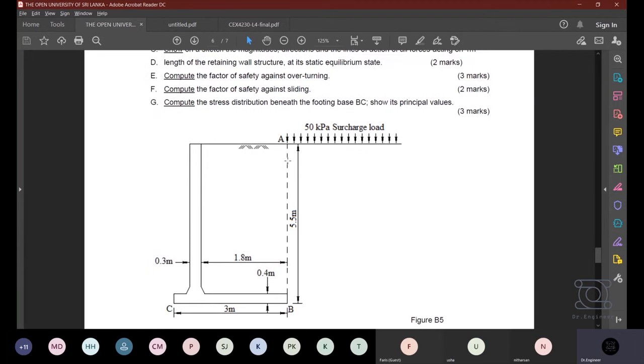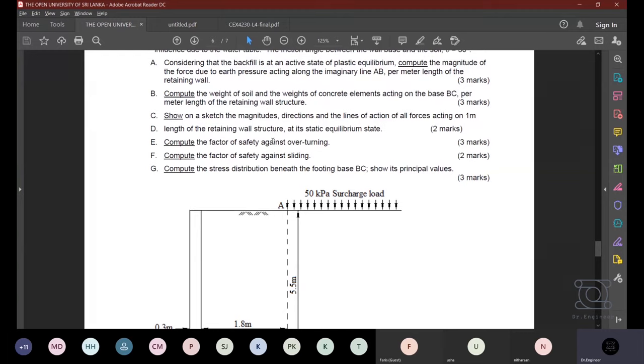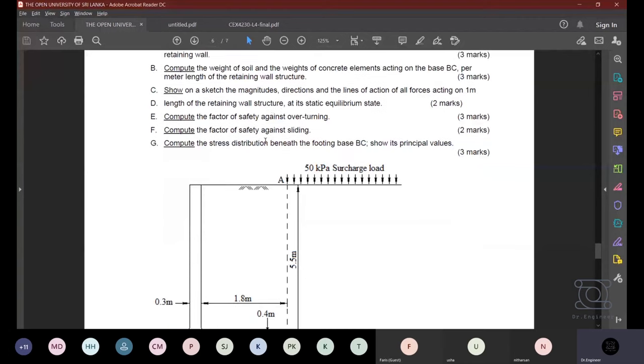Yes, sir. So while doing these retaining wall questions, you will be needing an additional equation, right? That is the only thing. Other than that, most of the things are common sense. So the first part is considering the backfill is in active state. They have said the backfill is in active state. Compute the magnitude of the force due to earth pressure acting along the imaginary line per meter length of the retaining wall. So I'll just quickly go to the whiteboard and draw the figure. Give me a second.